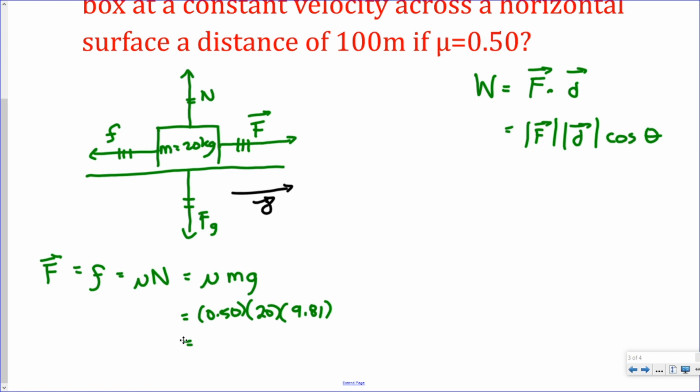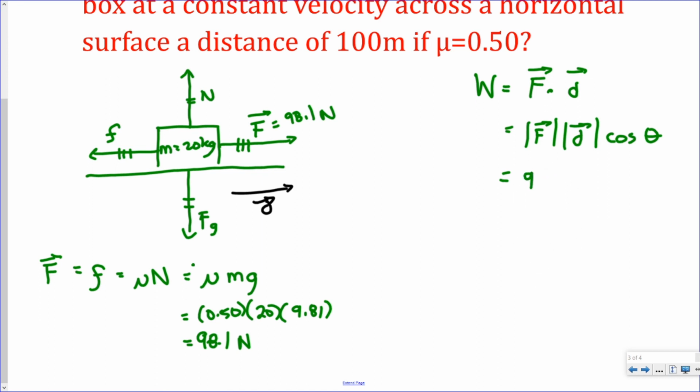So when I punch all those in, what do I get? 0.5 times 0.2 times 9.81. Oh wait, sorry. 0.5 times 20 times 9.81. I should have been able to do that in my head. We get 98.1 newtons. So there is my force of friction, or sorry, my applied force, so 98.1 newtons. Now let's fill stuff in here. So absolute value of 98.1, so just 98.1. Just forget about the fact that it has direction at the moment here.